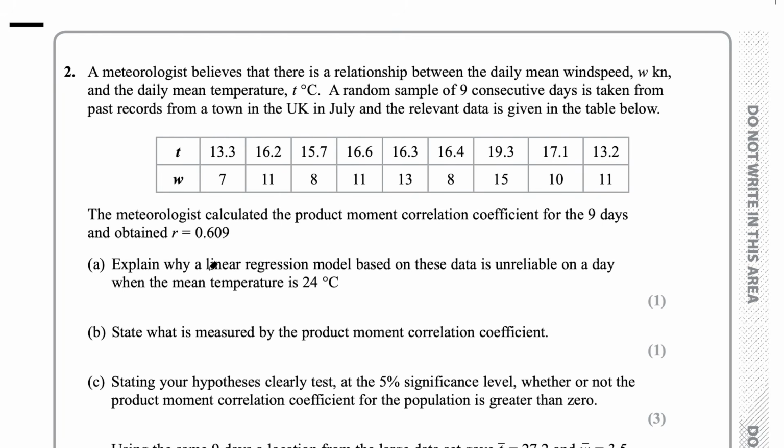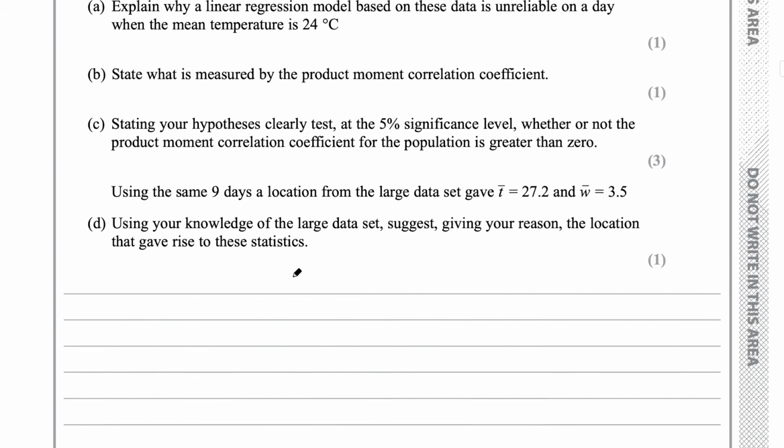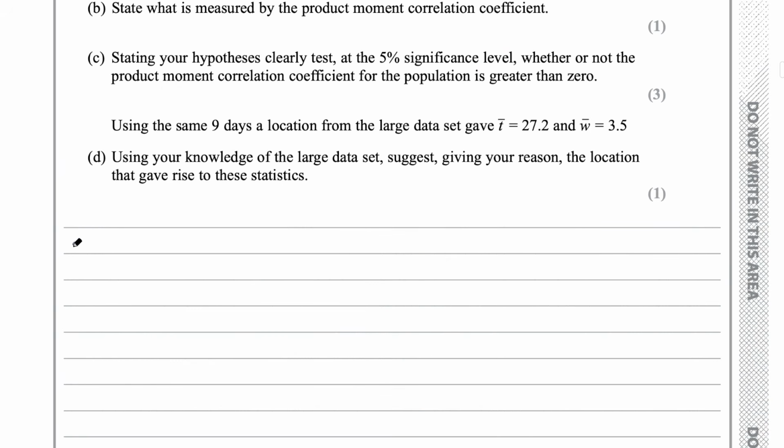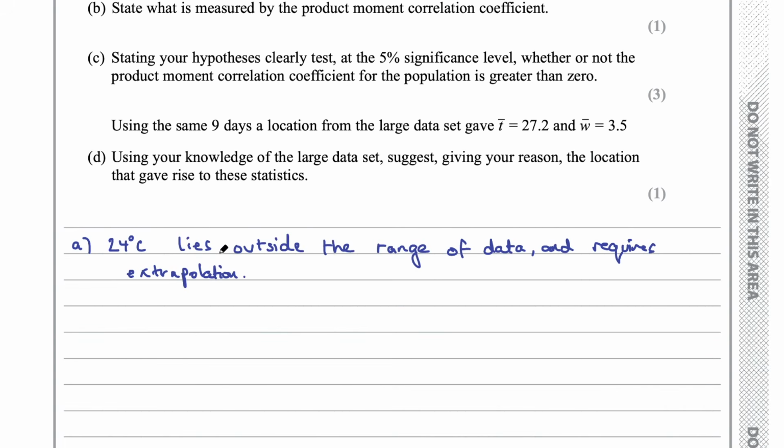Part A asks, explain why a linear regression model based on these data is unreliable on a day when the mean temperature is 24 degrees. So if we look carefully at this table, we have a minimum of 13.2 and a maximum of 19.3. So 24 would be outside of that range of data, and we would have to use extrapolation, making the linear regression model unreliable for that temperature. So we just need to state that in a sentence. So for part A, we can say something like: 24 degrees lies outside the range of data and requires extrapolation.